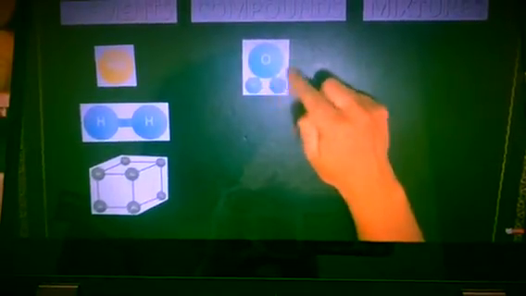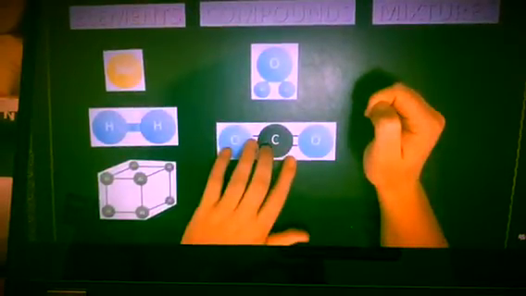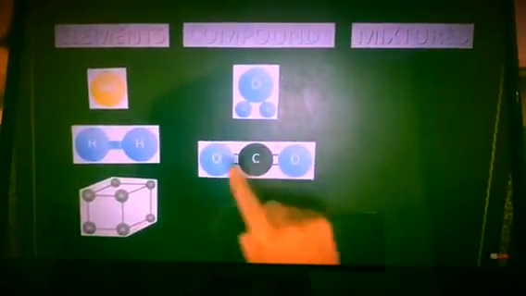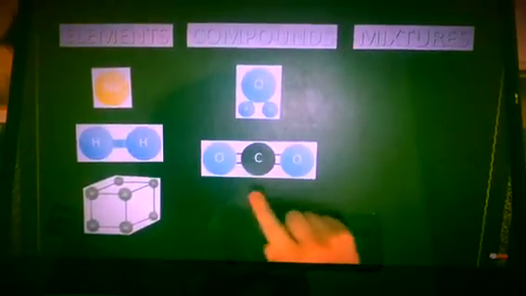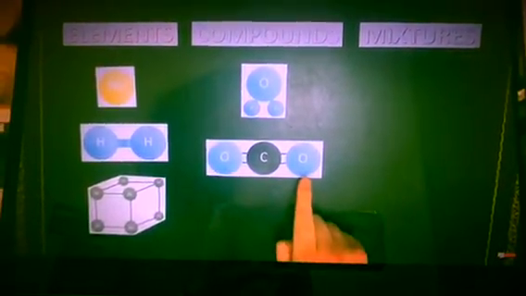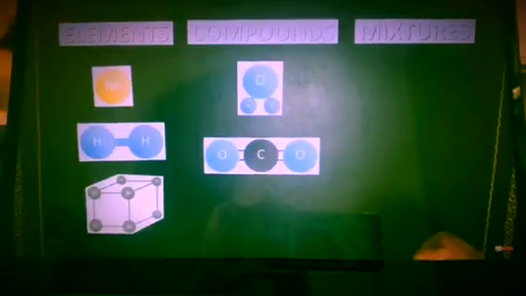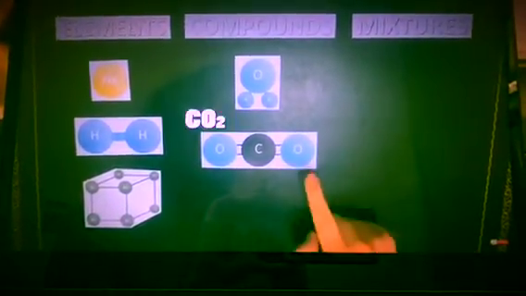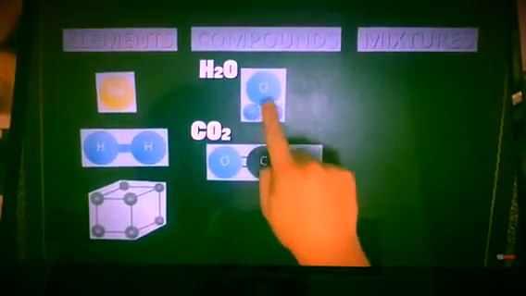When you have 2 or more elements bonding together, we get what's called a compound, and these can be in the form of a molecule or a lattice. Water is an example of a molecular compound because it forms molecules, and each molecule of water contains 2 hydrogen atoms for every 1 oxygen atom. Carbon dioxide is another example of a molecular compound because it forms molecules that contain 2 oxygen atoms bonded to every 1 carbon atom. And this is how we get the names carbon dioxide and H2O.